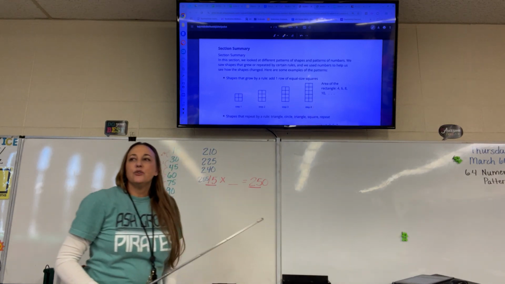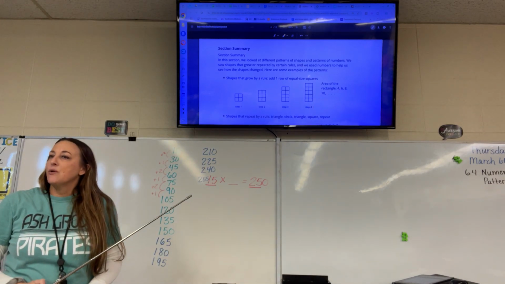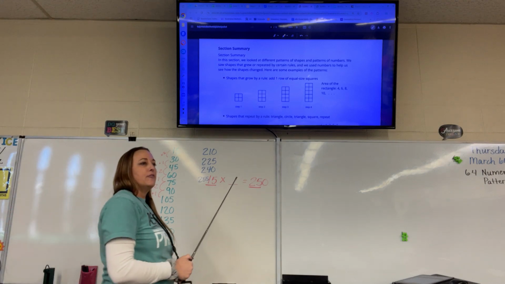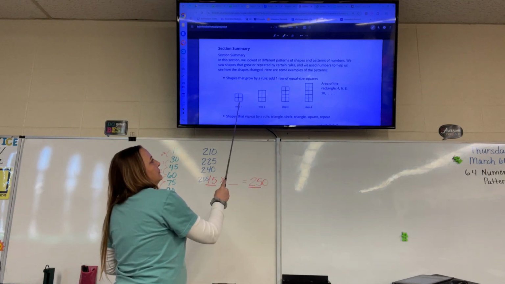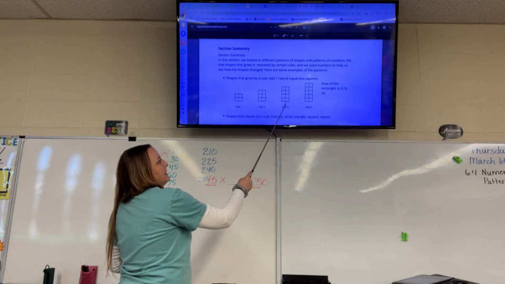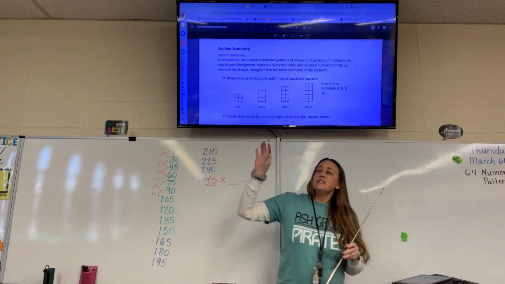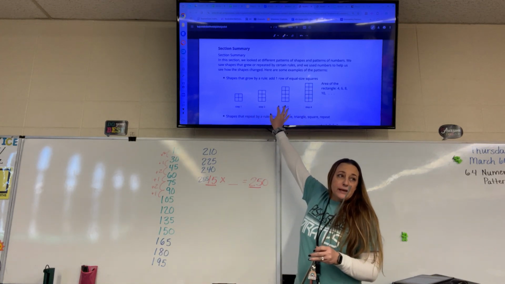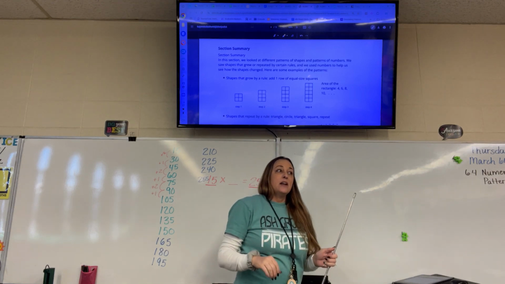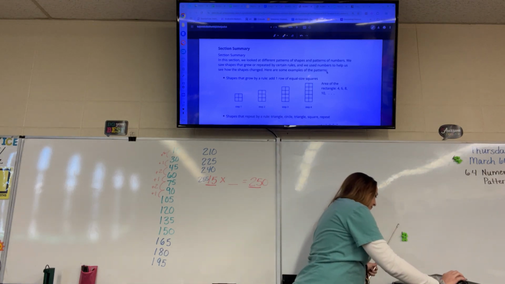You could also do a pattern of area. So how many boxes are there on the first one? 4, 6, 8, 10. Okay? This is going to be similar to your quiz. You're going to have to identify the numbers and find the rule.